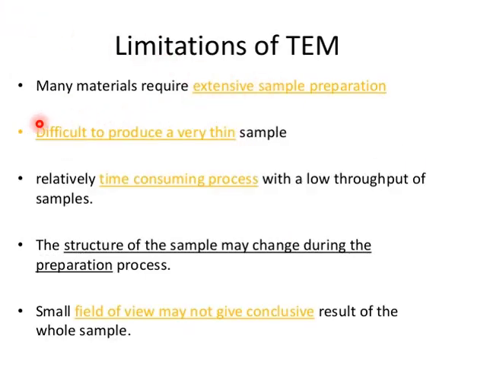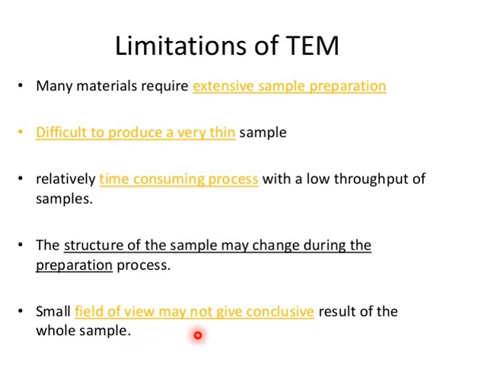Limitation of transmission electron microscope. Many materials require extensive sample preparation because a very thin sample is required, and it is very difficult to prepare a thin sample of all materials. It is a relatively time consuming process with low throughput of samples. A lot of time is required for sampling. The structure of the sample may change during the preparation process. When we are making a thin film, the structure of the sample can change during the sample preparation process, making the material in thin film form. Some materials are stiff, they can change the structure.